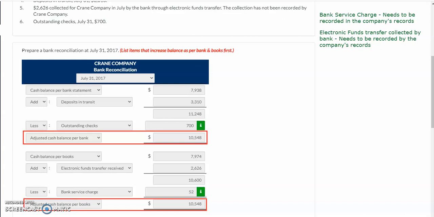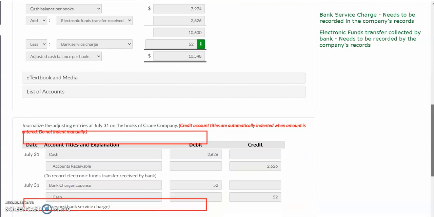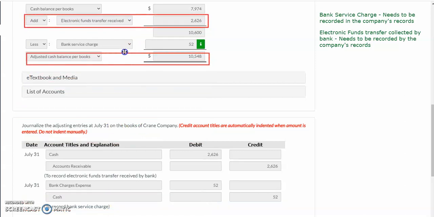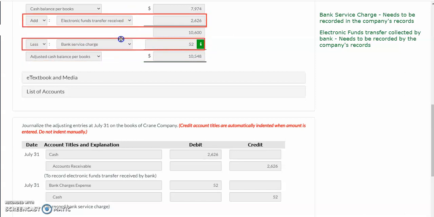So we're going to go ahead and start recording these two journal entries. The journal entries only happen on the cash balance per books. That's the only place where you need to have the journal entries. You don't need to do any journal entries on your cash balance when you start off with the bank statement. These two journal entries are going to be for the electronic funds transfer and this bank service charge. The first one is a debit to cash and a credit to accounts receivable to record the electronic funds transfer received by the bank. The second one is a debit to the bank charges expense.